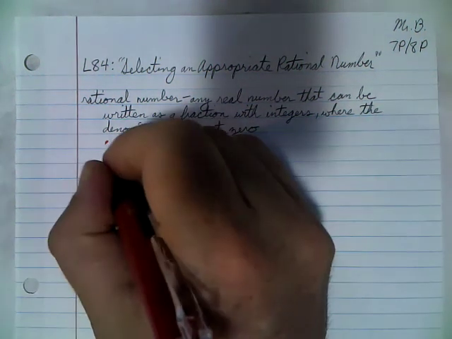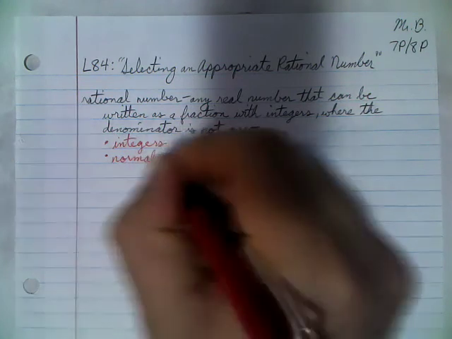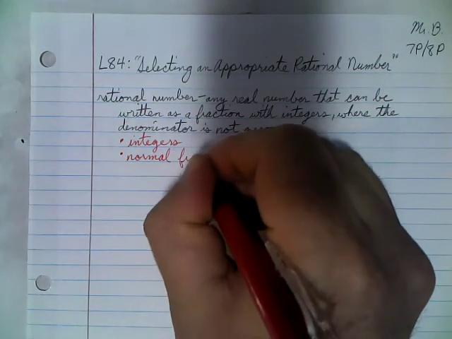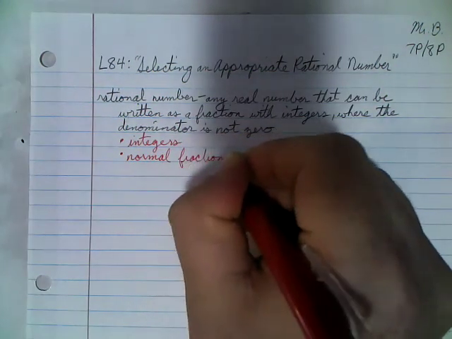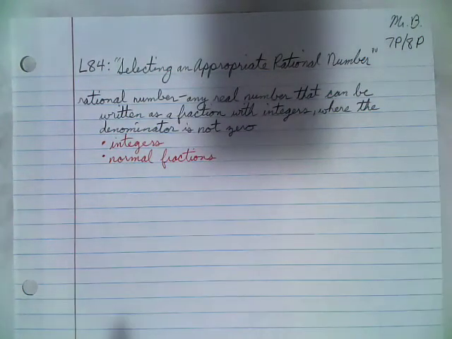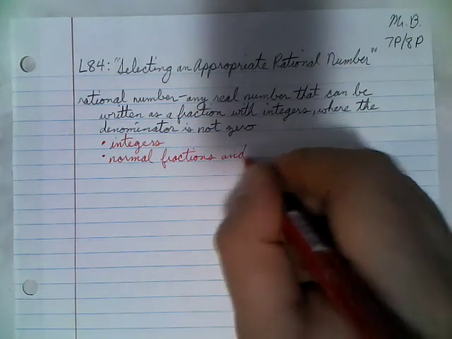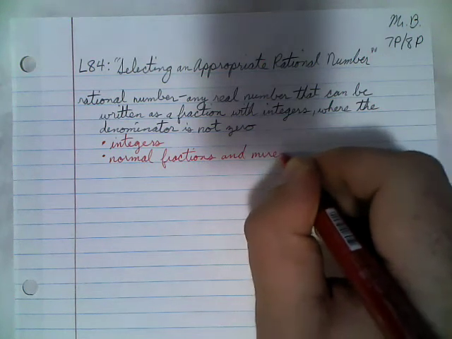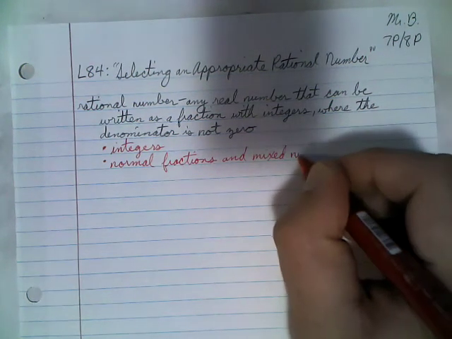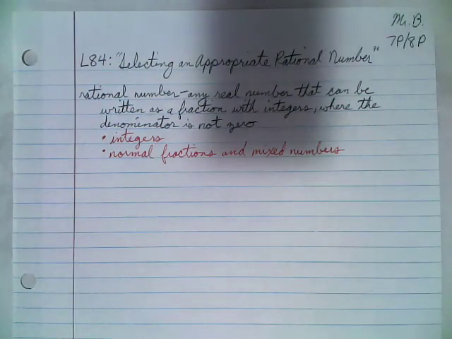This also is going to include normal fractions. Now, that's not an official description, but if you think about the normal fractions that you're used to seeing, they involve integers. Normal fractions, and for that matter, normal mixed numbers as well. So integers and normal fractions are going to be just fine.